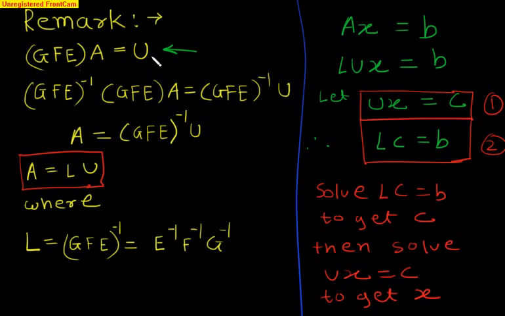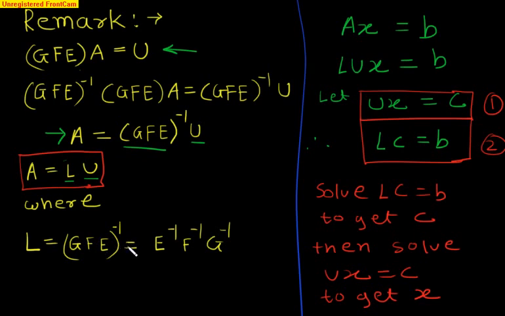Now our next step is, if you take the inverse and multiply both sides, (GFE) whole inverse multiplied both sides, you will get this. See here, A equal to (GFE) whole inverse U. Now we have U. I have given the name L to this (GFE) whole inverse. Now we have L into U. Now you know what L is. L is simply (GFE) whole inverse.